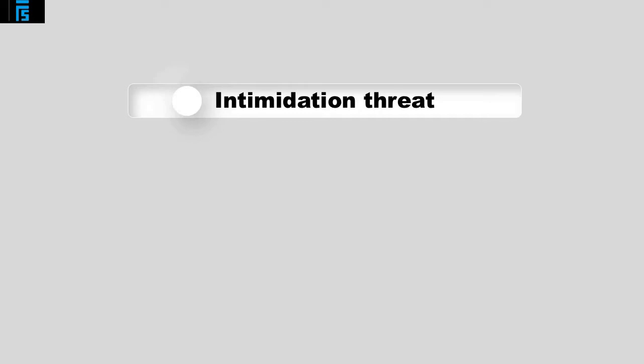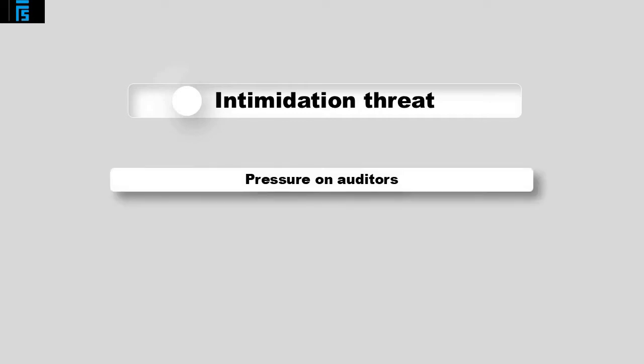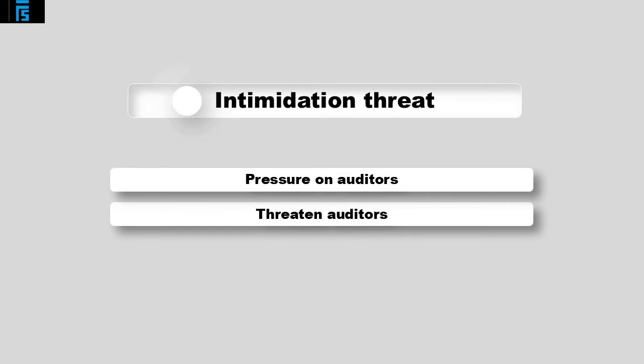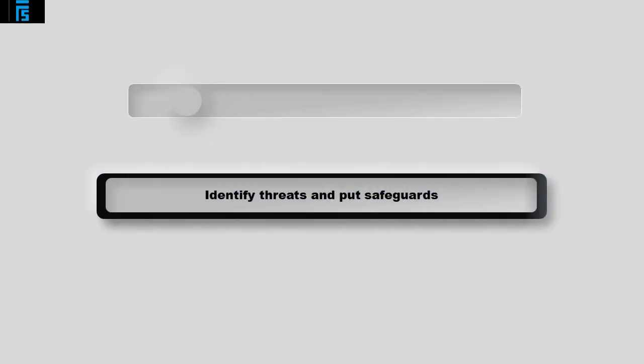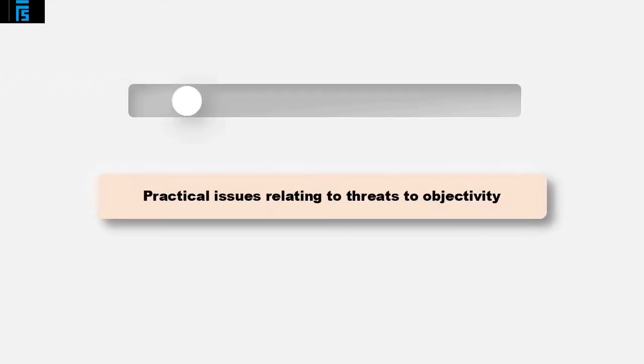Finally, intimidation threat is where the client may put pressure on the auditors or threaten them in order to influence the outcome of the audit. If the auditor identifies any of these threats relating to one or more of their clients, they need to put safeguards in place to reduce the threat to an acceptable level. And so our next step is to identify some typical situations that auditors find themselves in relation to these threats and the necessary safeguards that you could recommend.